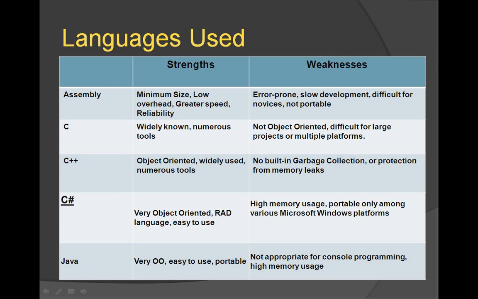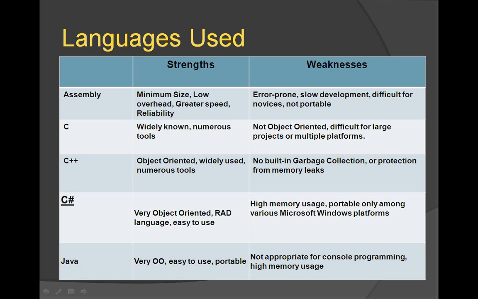Languages used in game programming. Assembly. Assembly language is a low-level language used for arcade-style console games, which is very powerful. The biggest reasons for using assembly language were the minimal size, low overhead, greater speed, and reliability. But the weaknesses of assembly language are the slow development, it is difficult for beginners, and it was not portable.